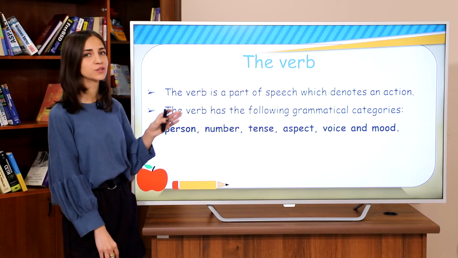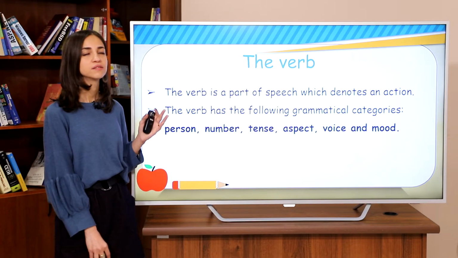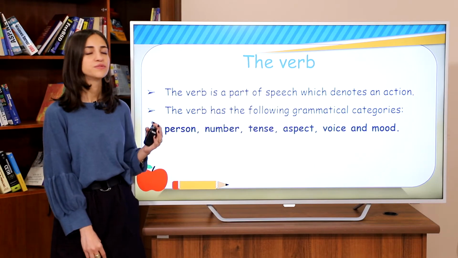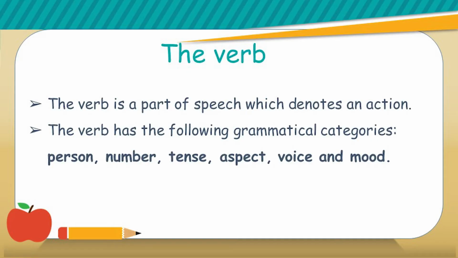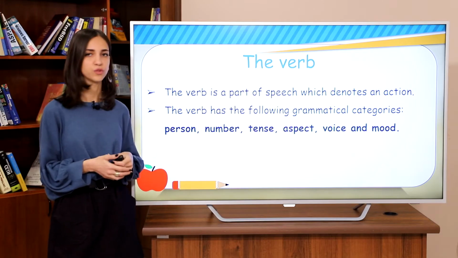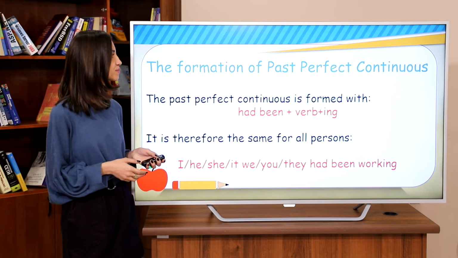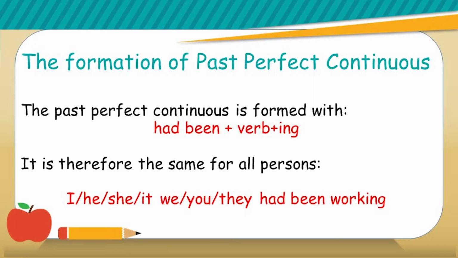So, let's go through again what it means when we say verb. The verb is a part of speech which denotes an action. The verb has the following grammatical categories: person, number, tense, aspect, mood, and voice. So, my dear students, now let's understand how we are going to form the past perfect continuous.